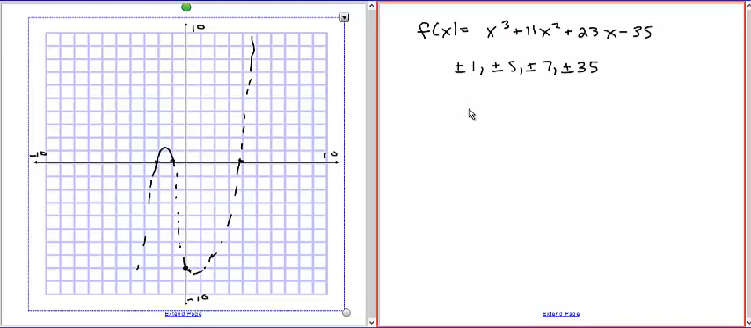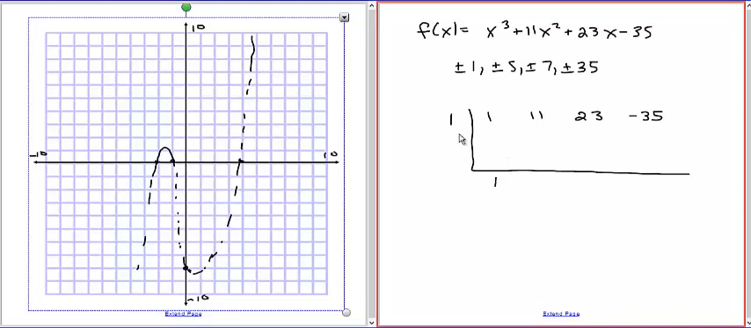So let's do what we just did before. We're going to start at 1, see what we get, then we'll try 5, and then look at the numbers. If neither one of those is 0, then we'll decide whether we want to go to 7 or to negative 1, which way we're going to go.